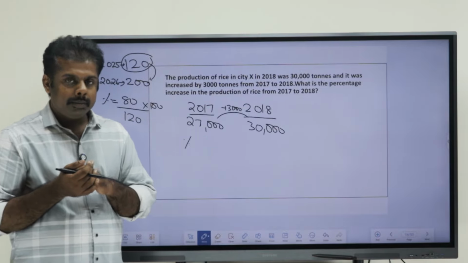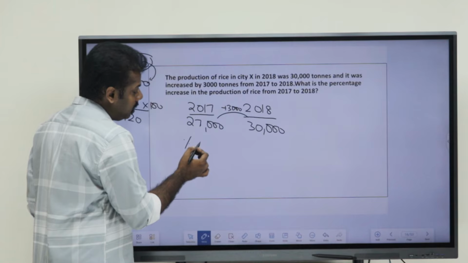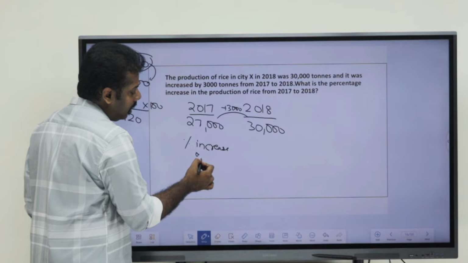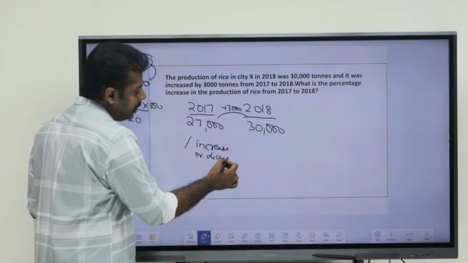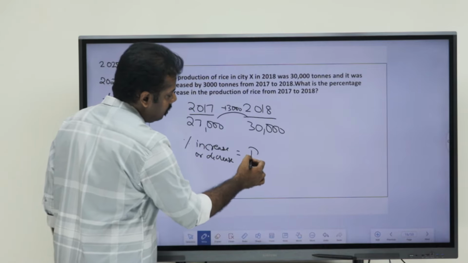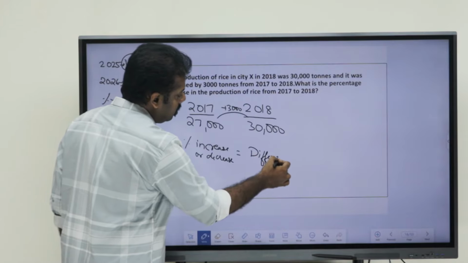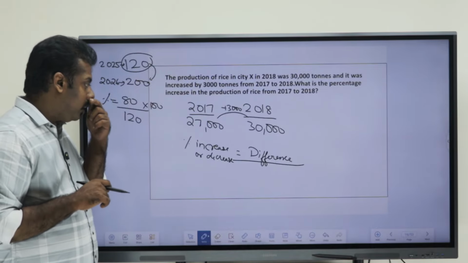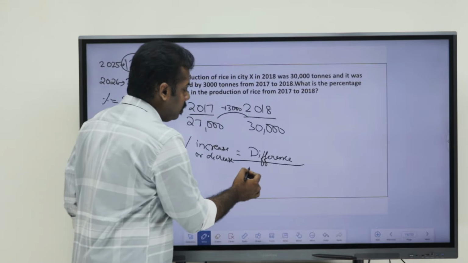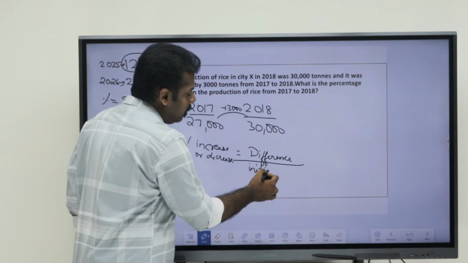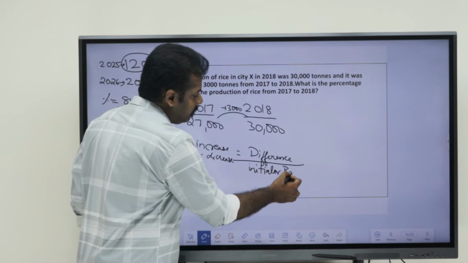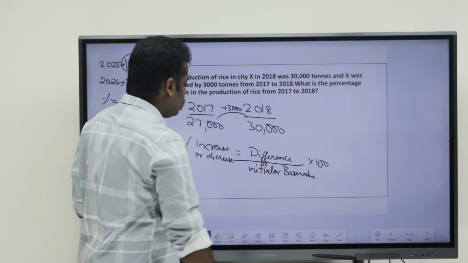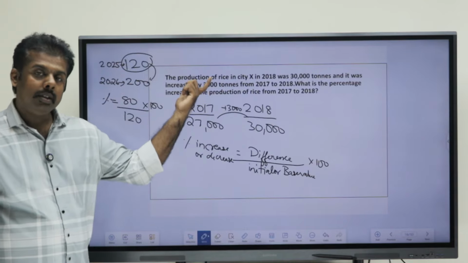So this is the concept that you need to remember. Okay, that is the percentage increase or decrease, if they are asking. So just remember the formula. You have to take the difference of the two values in the numerator part. In the denominator part, what do you have to do? You have to take the initial value or the base value. Just remember that. Okay, into 100.